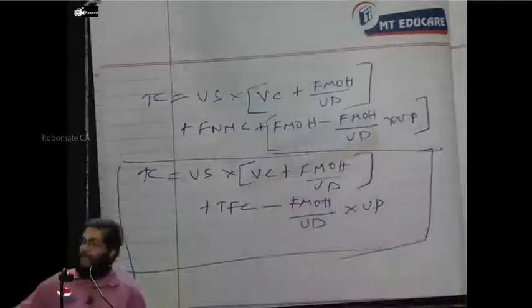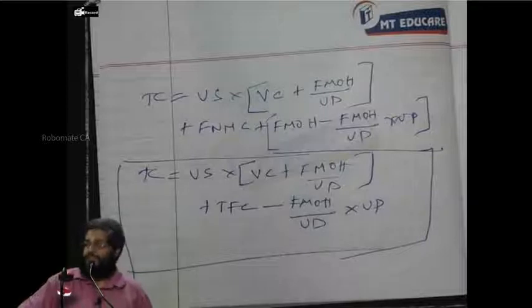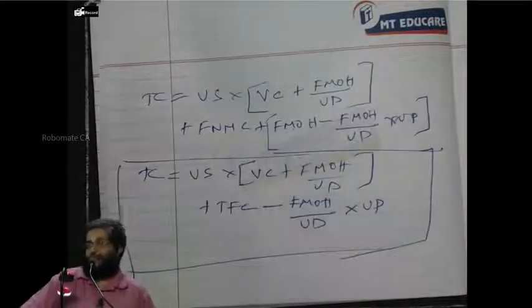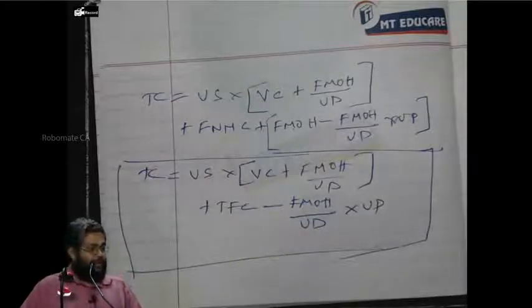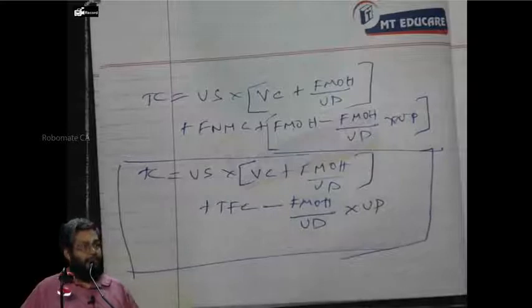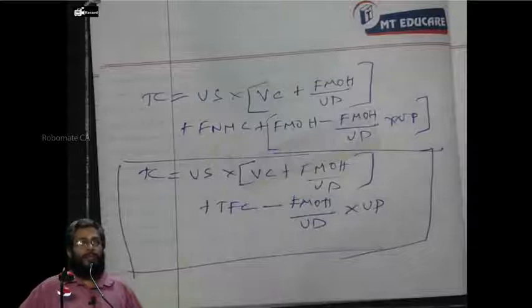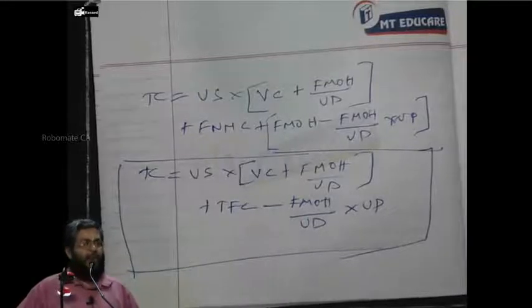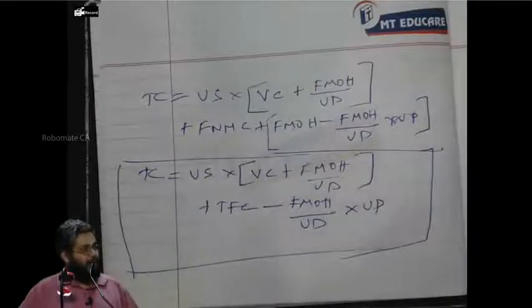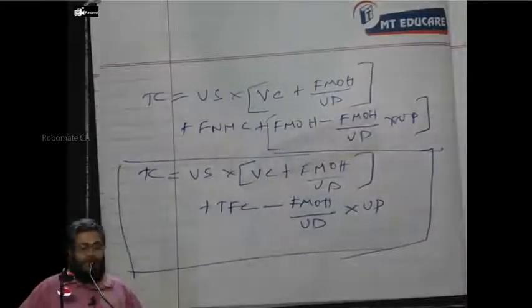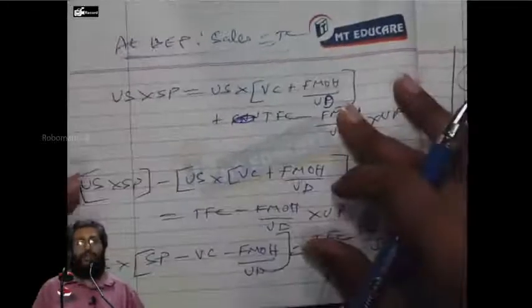Now with this we have completed the total cost equation. Write down point D. The unit sold can be called the break-even point only when sales is equal to total cost. Only when sales is equal to total cost.